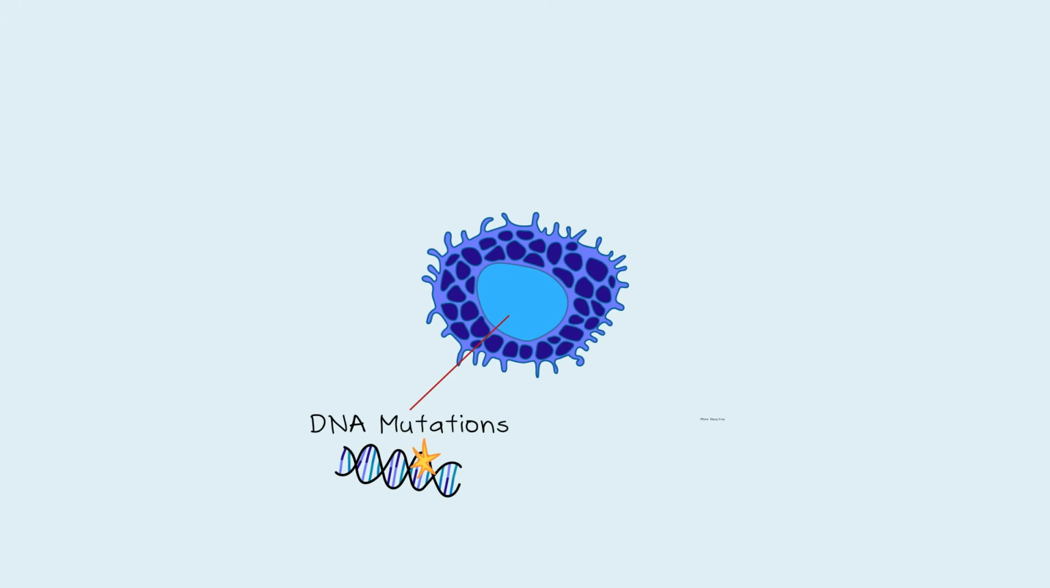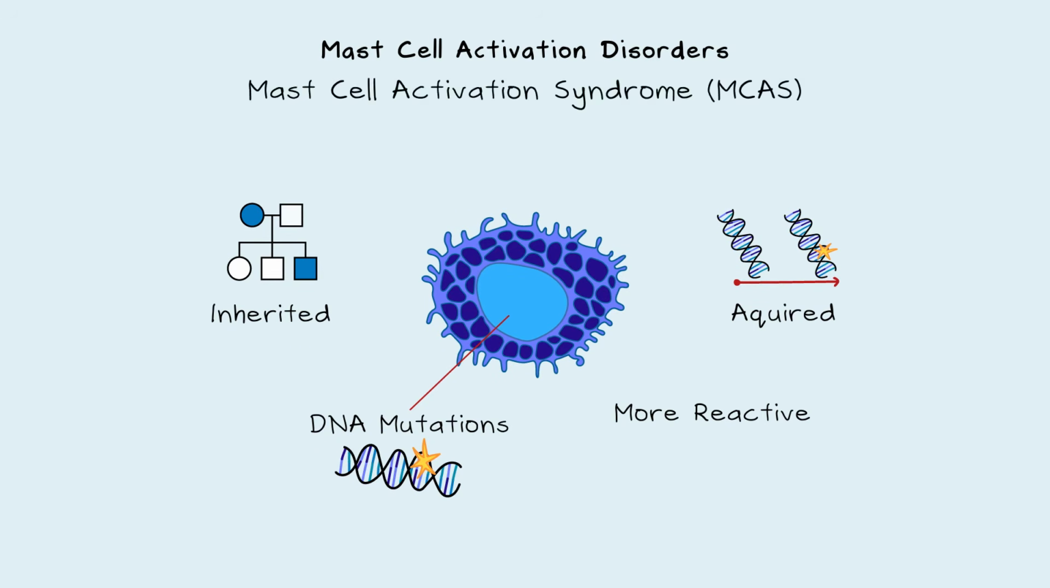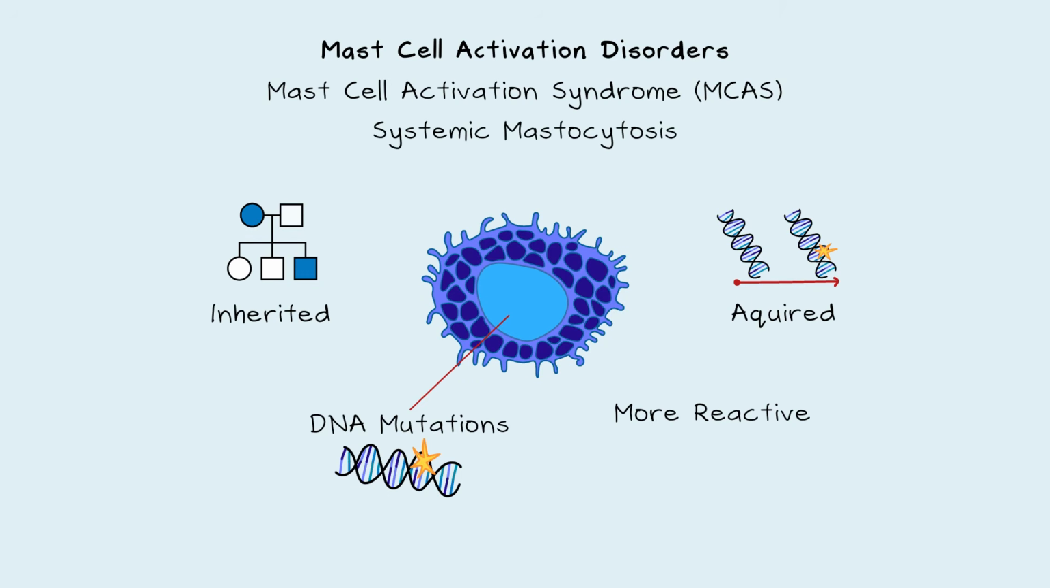In some people, mast cells have DNA mutations. These cause them to be more reactive to known or unknown triggers. These mutations can be inherited or acquired over time. This overreactivity of mast cells is a feature of mast cell activation disorders. Examples of these are mast cell activation syndrome and systemic mastocytosis.